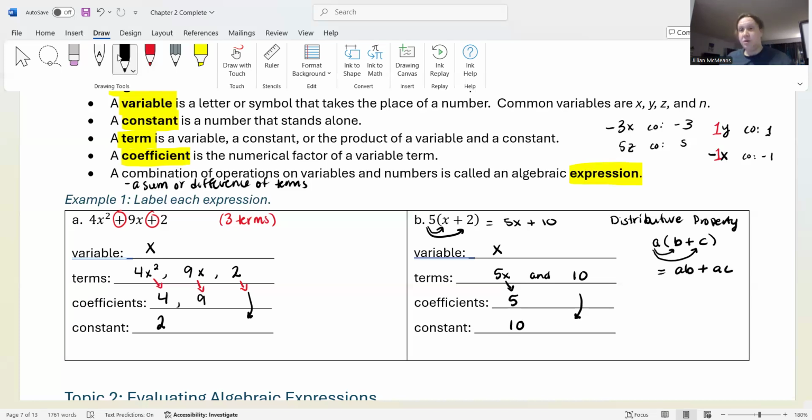Okay, so again, don't get too hung up on memorizing these definitions or regurgitating them, but do take some time to really study and understand the different parts of an algebraic expression.